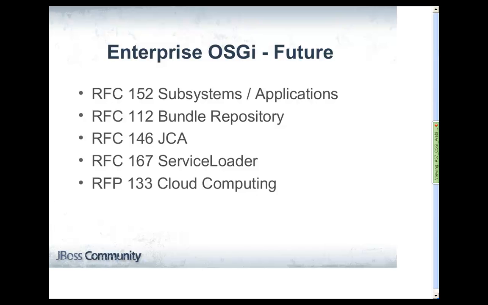But just the first two of them. RFC 152 defines a number of application models for OSGi. Some concepts in RFC 152 are similar to what you might see in Java EE in the EAR file. So it allows you to define an archive which can contain multiple bundles, which can be deployed as a single operation. So it will make life easier for deployers of applications.